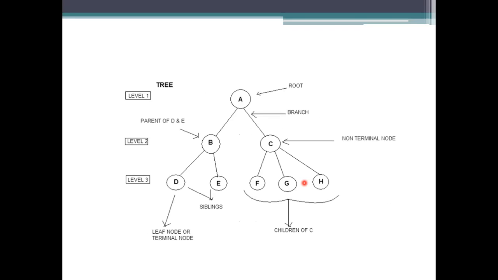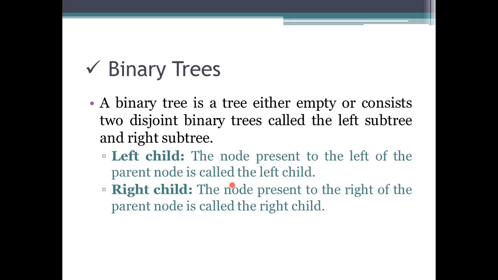Another name for a leaf node is a terminal node. B and C are considered non-terminal nodes, which are also parents. This is not a binary tree-like representation, since it has more than two children. This is the root, and this is a branch formation. These are siblings and also children of B here.